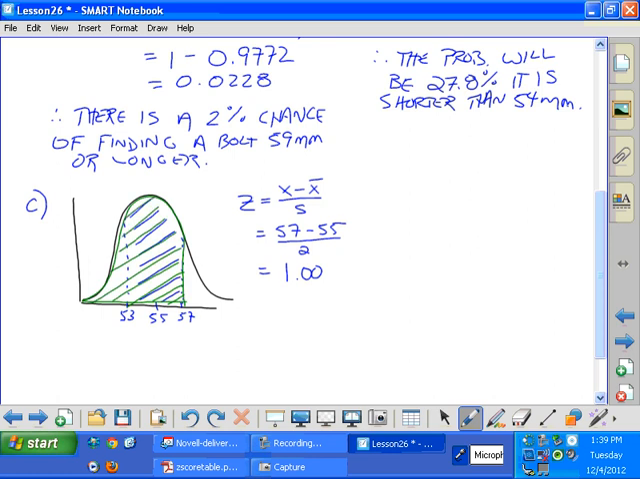I want the blue. If I then use the 53, x minus x bar, and I'm hoping a couple people are starting to see where I'm going with this. So 53 minus 55 over 2, I would end up with negative 1.00. However, that, if I went to the chart, will calculate the red area.